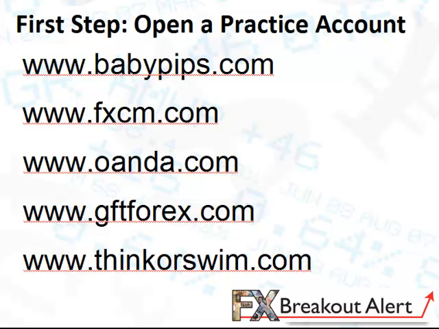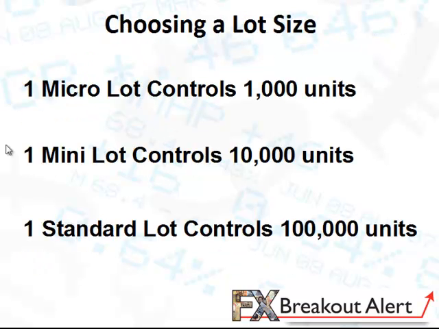Now, before I show you how to open a trade, let me explain what is the lot size, because sometimes a broker will ask you what kind of account you want to open. There are basically three types of accounts: micro account, mini account, and a standard account. With a micro account, you'll trade micro lots. One micro lot controls 1,000 units of a currency. One mini lot controls 10,000 units, and one standard lot controls 100,000 units.